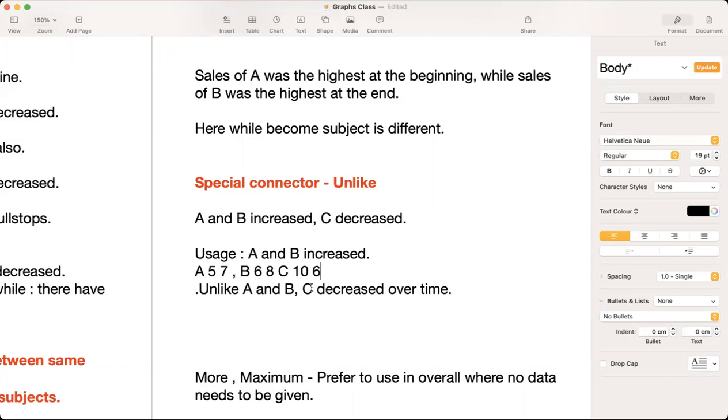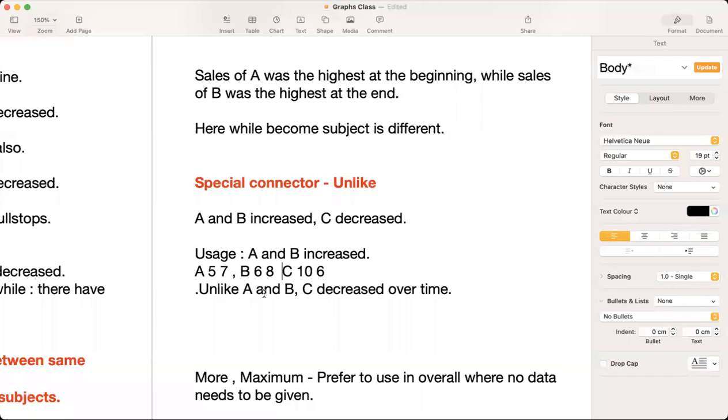अब C decrease हुआ है ना? Is it clear? C decrease. So हमने ऐसे लिखना है. Unlike A and B, meaning it's different from A and B. How is it different? C decrease. Because A and B increase हुए थे, पर C क्या हुआ है? Decrease हुआ है. Is it clear?